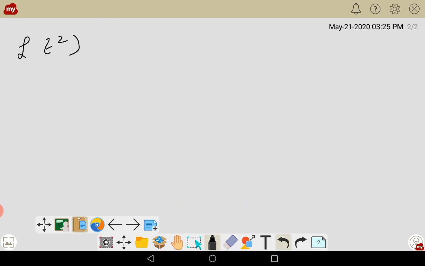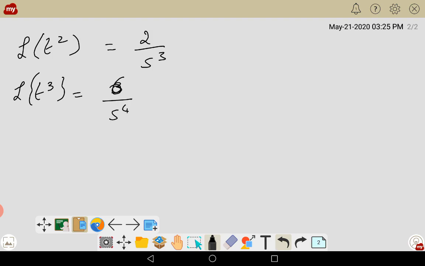And if you go this way, Laplace of t square, if you try in the same way, it will be 2 divided by s cube. You can try by using the same integration by parts. If I try Laplace of t cube, it will be 3 factorial, it will be 6 divided by s raised to 4. The degree will be 1 more than the degree of t.